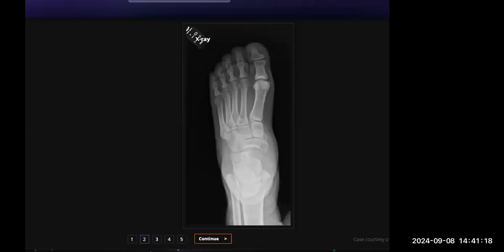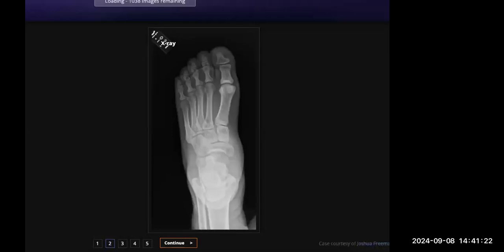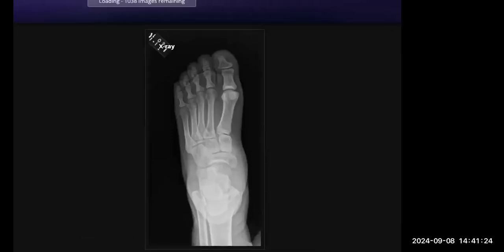This is your next case. Are you able to see it? Yes. I'm able to see a radiograph of the ankle and foot on the left side of an adult patient.